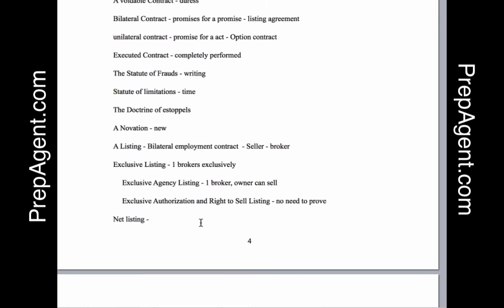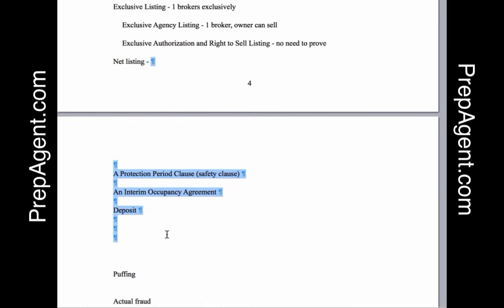Why does it even exist? It doesn't in a lot of states, and they understand. There's a word for illegal things too. That's like saying why does block booking exist or steering exist. There are things that aren't allowed. So that's net listing.